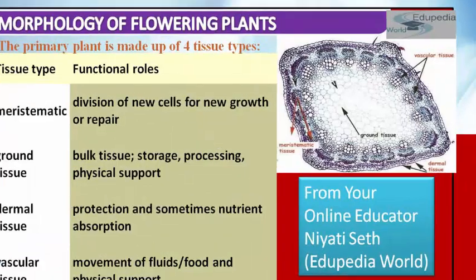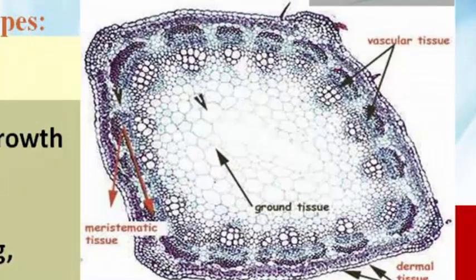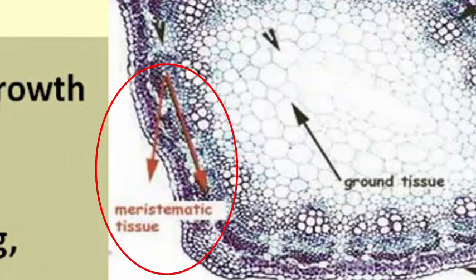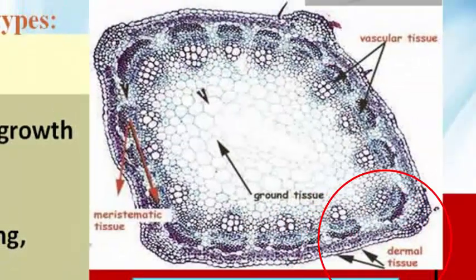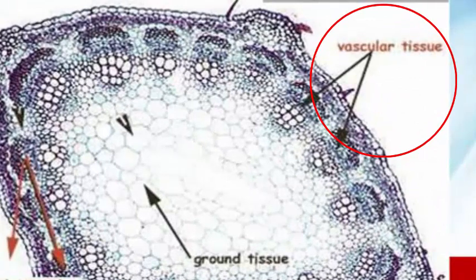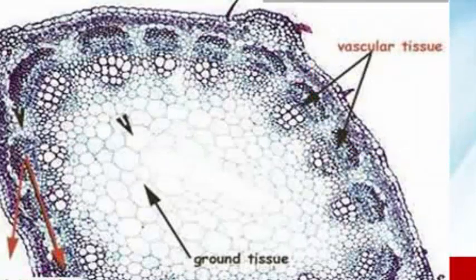Okay, so this is the diagrammatic representation. See, this is your ground tissue. These cells which keep on dividing are your meristematic tissues. These are your dermal tissues, and these are your vascular tissues such as xylem and phloem, which help in the movement of fluid or food, and are also meant for physical support.